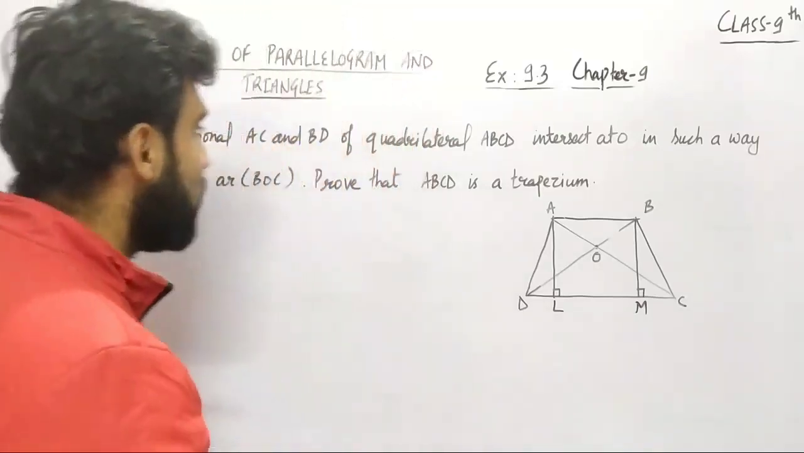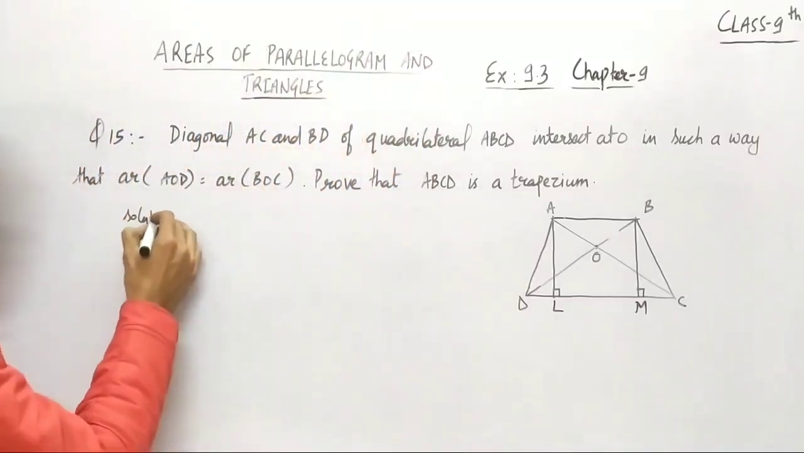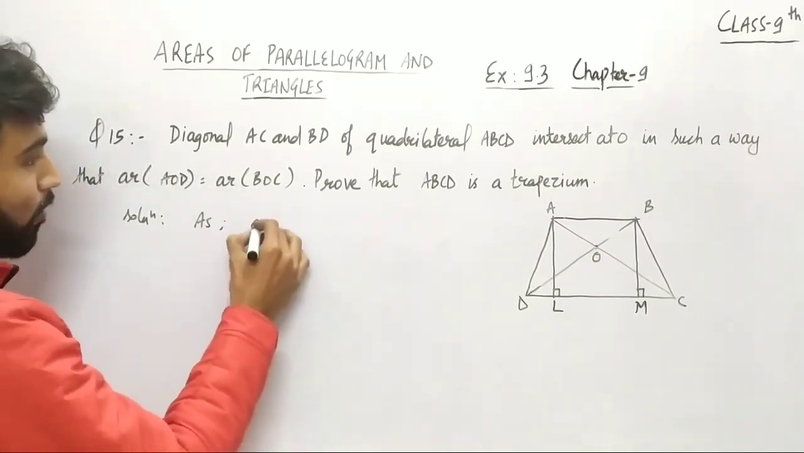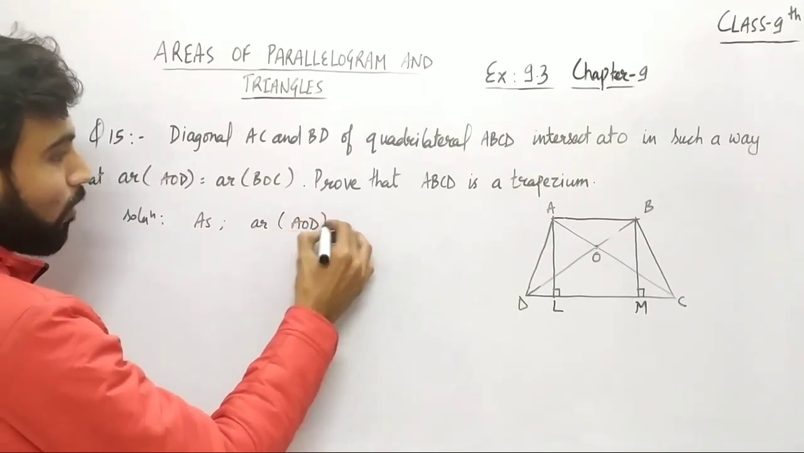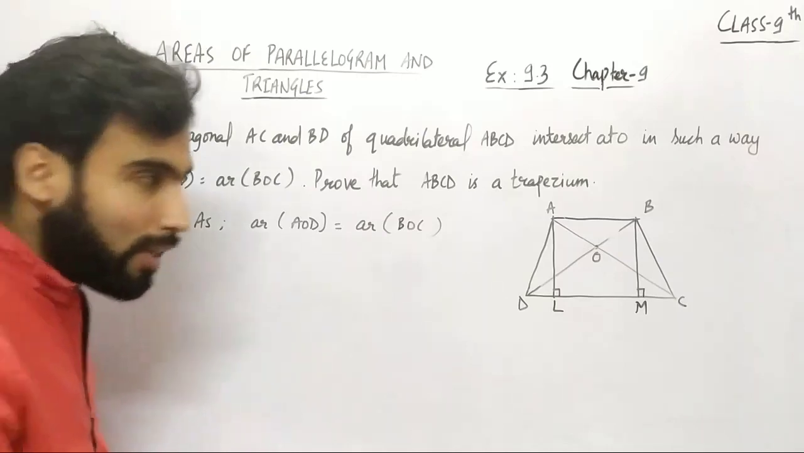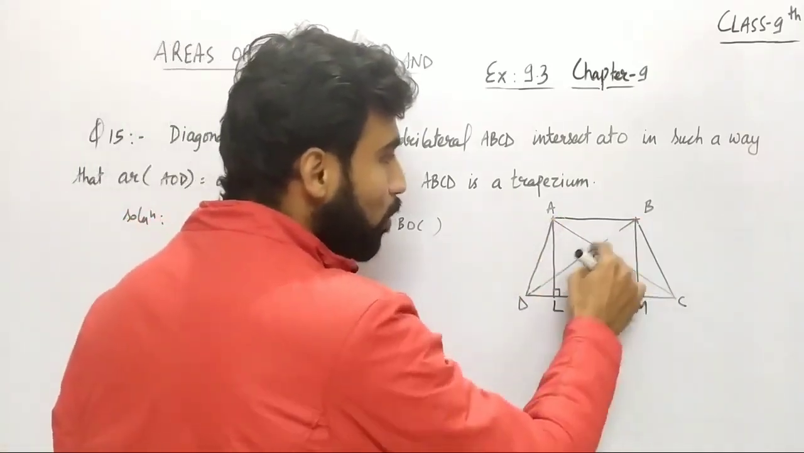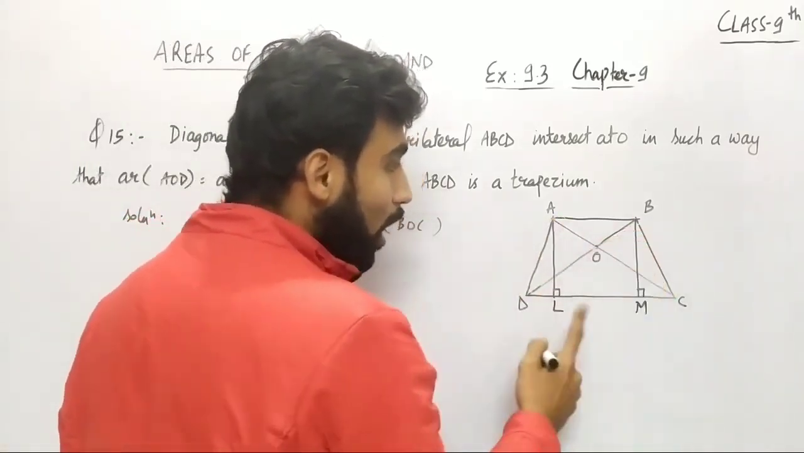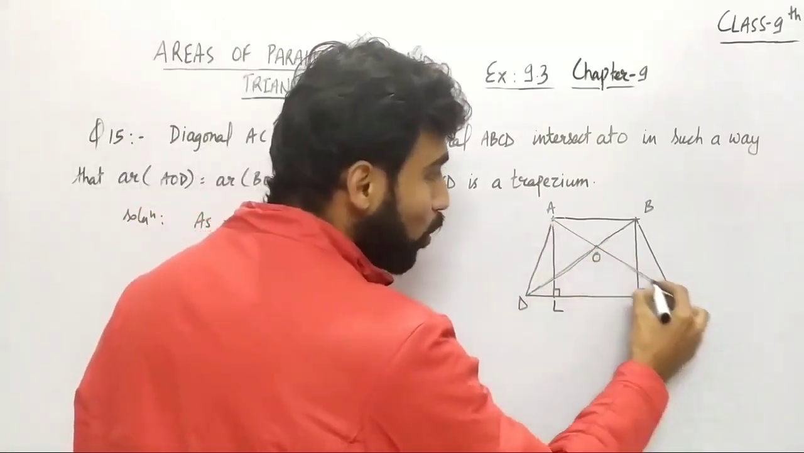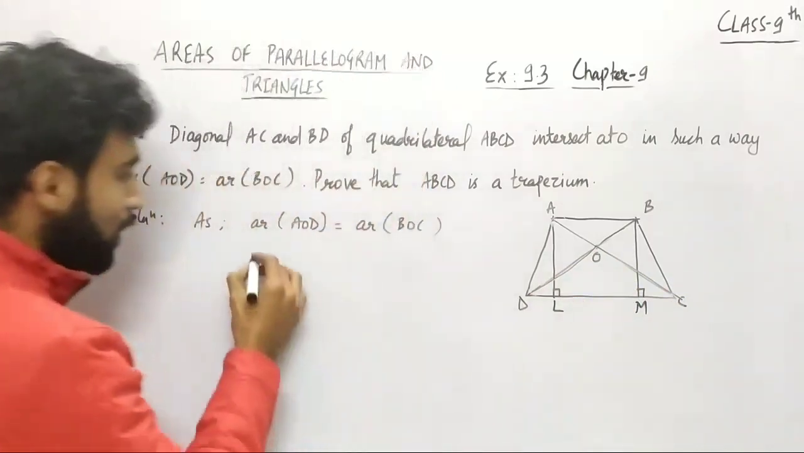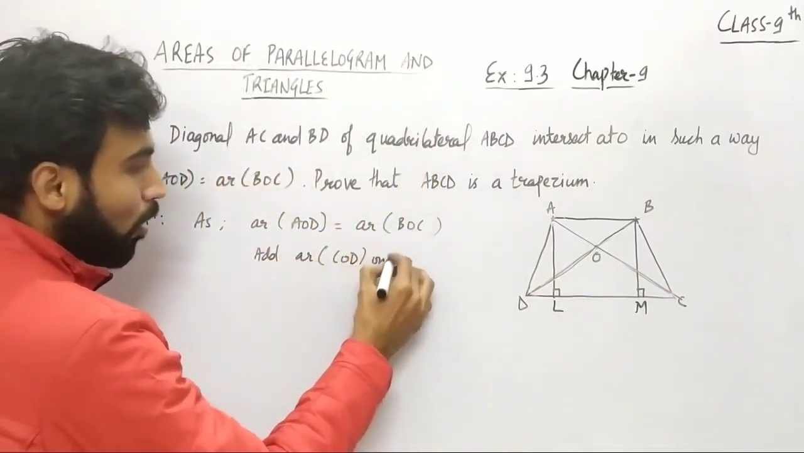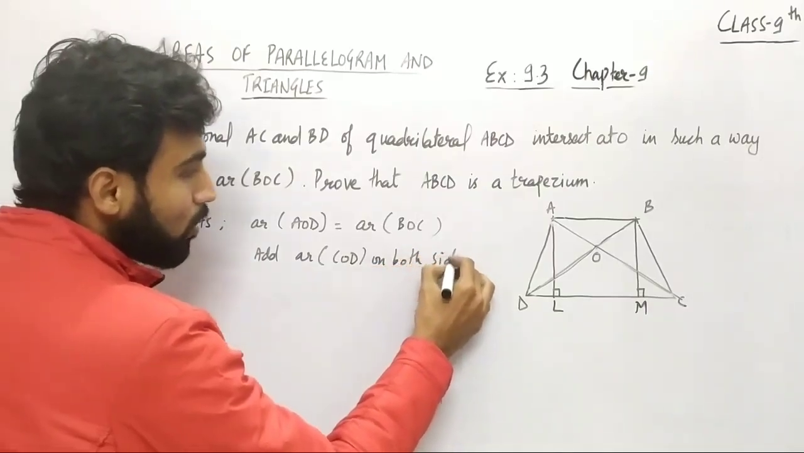But how? You can see starting off my solution here. So as you can see, it is given that area of triangle AOD is equal to area of triangle BOC, right? ये हमें given है that AOD is equal to BOC. Let me just draw this line. अब अगर मैं इन दोनों triangles के अंदर ये common triangle जोड़ दूं, that is COD. So let me just add area of triangle COD on both sides of equation, right?